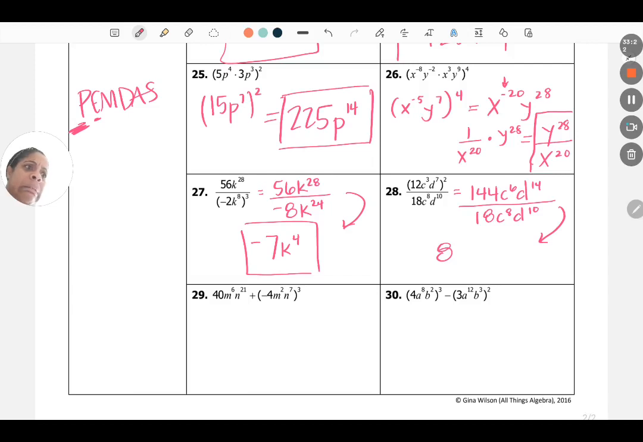Wow. So we have 8. And then we subtract the exponents. I'm going to have to move it over because I see negatives. So we have 8 and c, 6 minus 8 is negative 2. And d, 14 minus 10 is 4. So I'm going to have to rewrite this one because there can be no negative exponents. So it's going to look like 8. Let's move this.